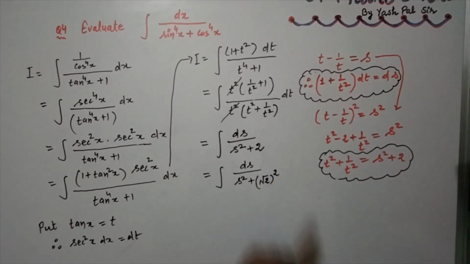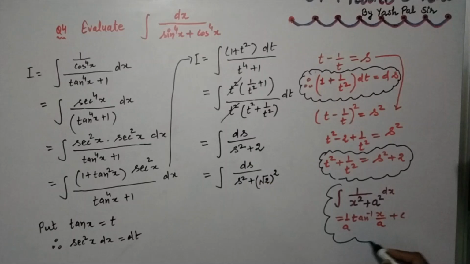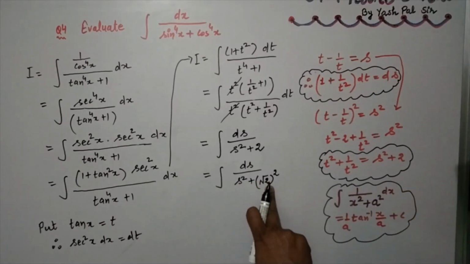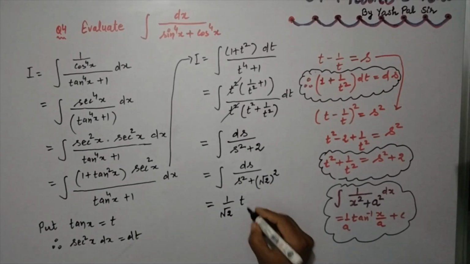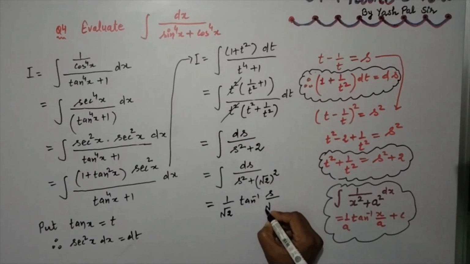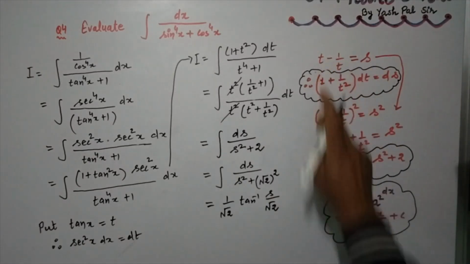One more thing we can do, 2 mean square root 2 whole square. Okay, now one formula we have: the integration of 1 upon x square plus a square is equal to 1 upon a into tan inverse x upon a plus c. So this is the formula of integration. So here a is square root of 2, so the question becomes 1 upon a into tan inverse of x upon a. X mean s upon square root 2.